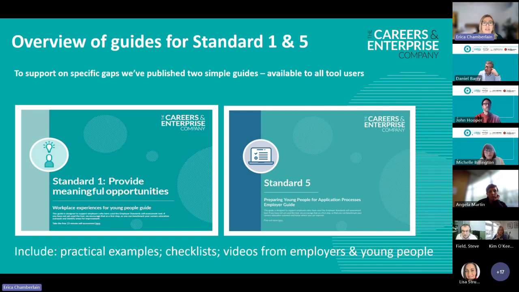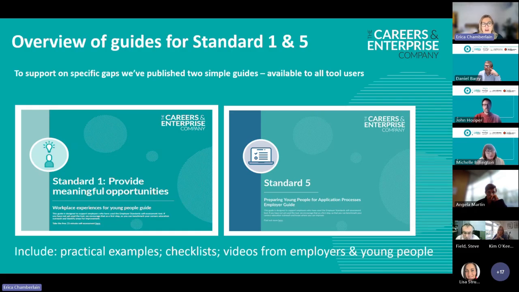So two guides that you can access through the employer standards, when you've got your recommendation report, are on standard 1, providing meaningful opportunities. Obviously, you all know that's a really high priority at the moment, with the government's ambition to reach those two weeks' worth of work experience for young people, and the changes to the Gatsby benchmarks that came out this year, and multiple experiences for young people.